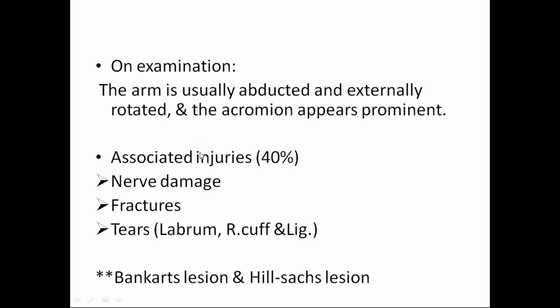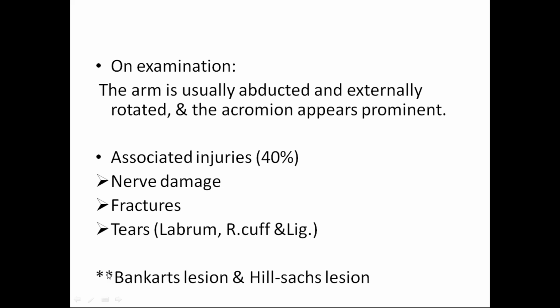So what are the injuries that are associated with anterior dislocation? That includes nerve damage. So most commonly, in anterior dislocation or inferior dislocation or posterior dislocation, the most commonly involved nerve is the axillary nerve. And fractures. Anterior dislocations are most commonly associated with greater tuberosity fractures and tears. Tears that include glenoid labral tear, rotator cuff tear, and ligamentous tear.